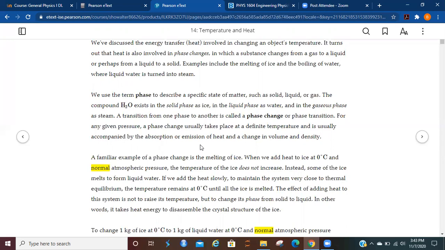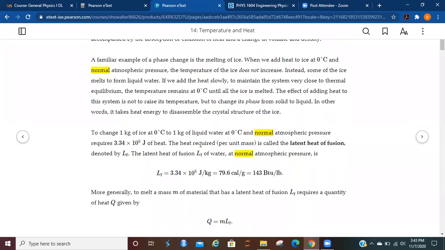So we use the term phase to describe a specific state of matter, such as solid, liquid, or gas. The compound water exists in the solid phase as ice, in the liquid phase as water, and the gaseous phase as steam. The transition from one phase to another is called a phase change or phase transition. For any given pressure, a phase change usually takes place at a definite temperature and is usually accompanied by the absorption or emission of heat and a change in volume and density.